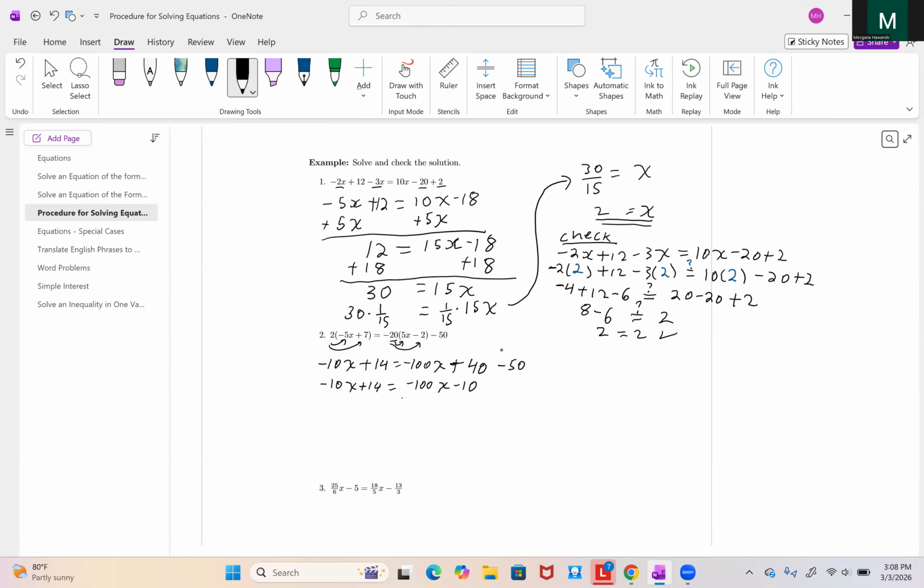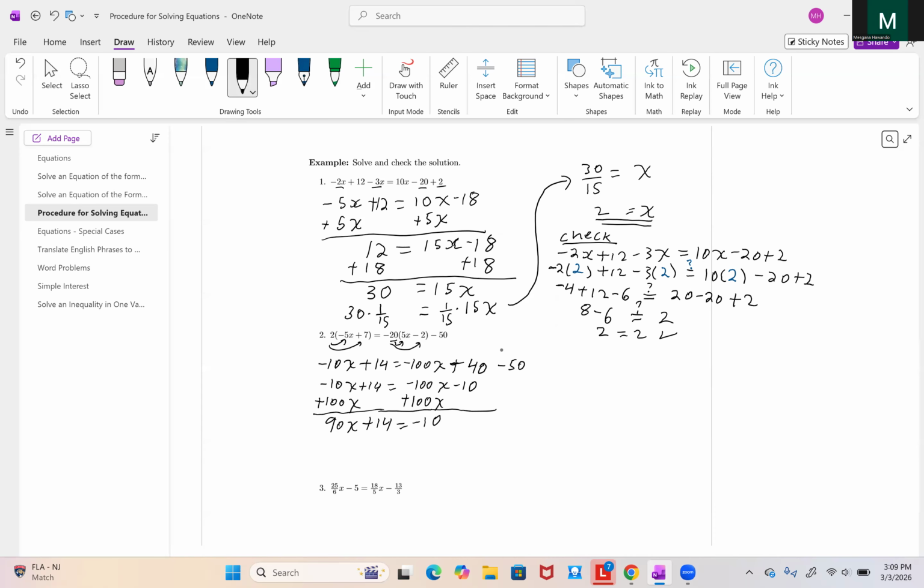Add 100x. So we move the variable term to one side of the equal sign. We apply the addition principle to the variable term, which is minus 100x, so we add 100x. This here will give us 90x plus 14 is equal to minus 10.